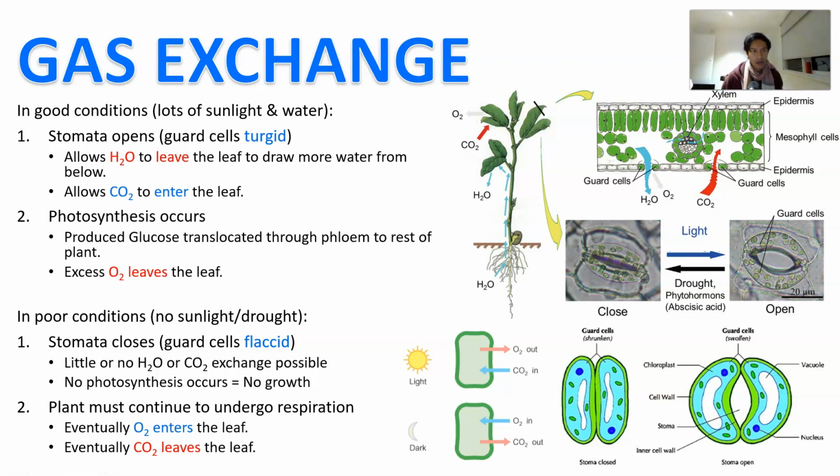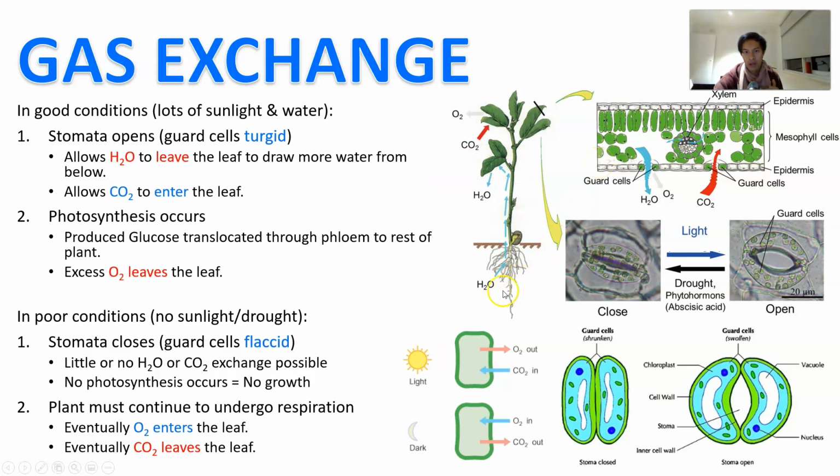Now, in good conditions, where the plant is experiencing lots of sunlight and availability of water, you should be able to see two things happen. Number one, the stomata is going to open. The guard cells on either side of the stomatal opening are going to become turgid and open up. As they open up, they're going to allow water to leave the leaf and draw more water from below. A lot of people think that water is going to go into the leaf in order to photosynthesize, but that's actually not true.